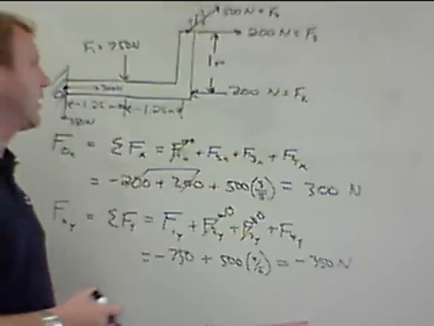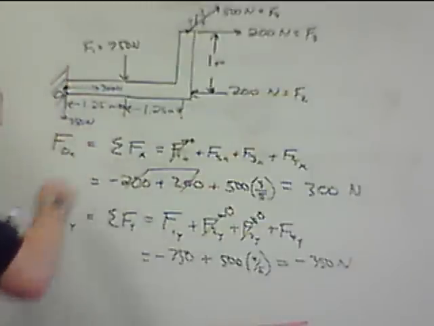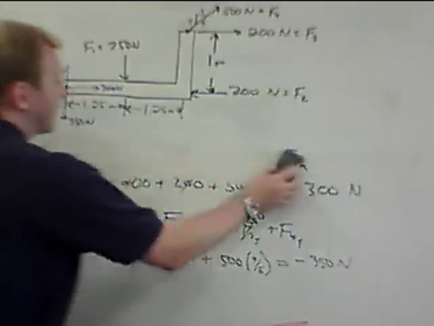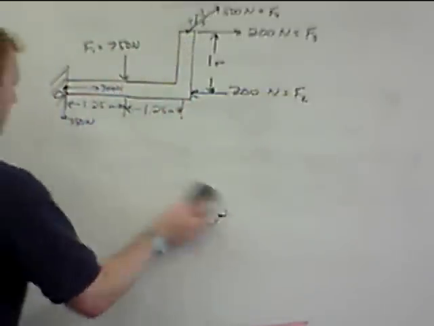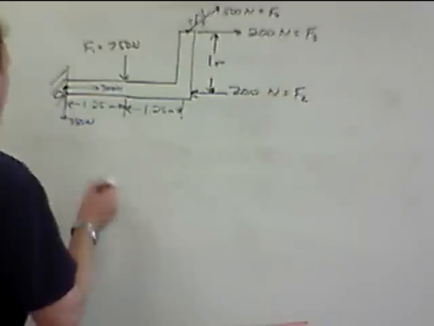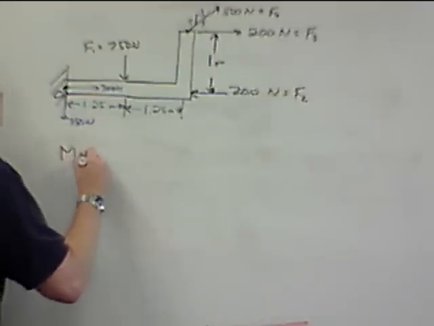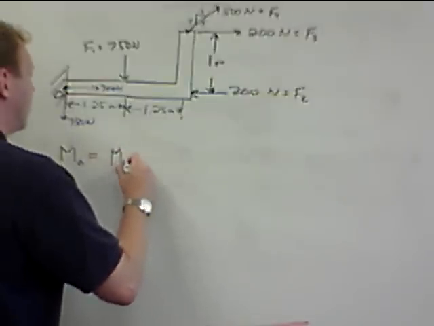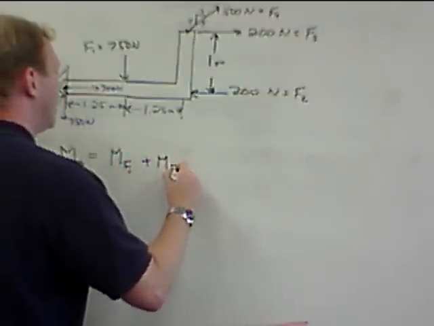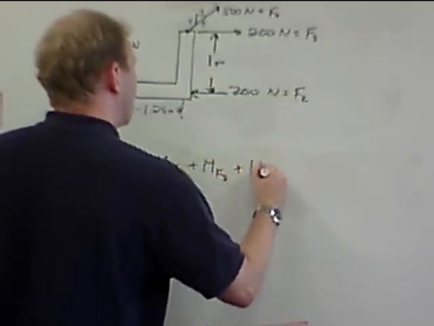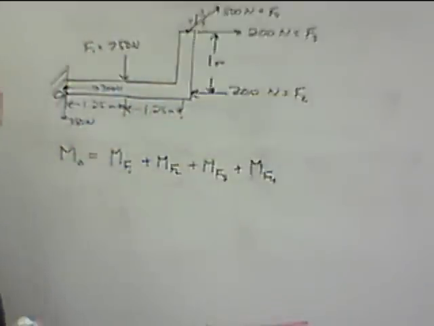The one thing we haven't looked at yet though is moment. So we need to find the resultant moment of this system of forces to see what sort of support we need at point O. So taking a look at moment, the resultant moment at point O is equal to the moment due to force 1 plus the moment due to force 2 plus the moment due to force 3 plus the moment due to force 4.